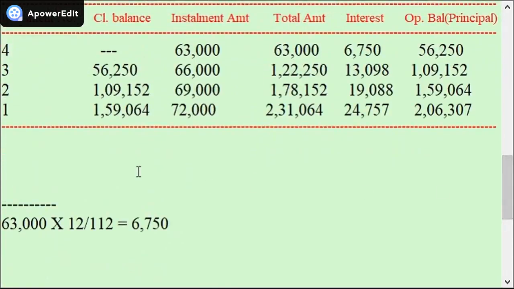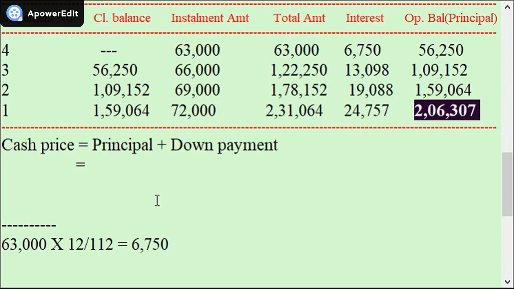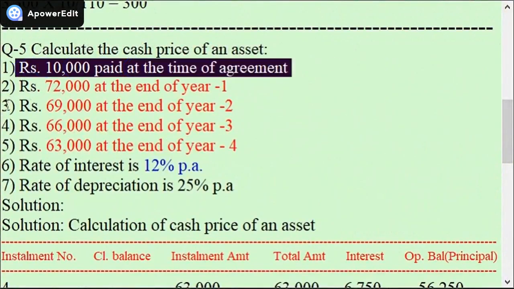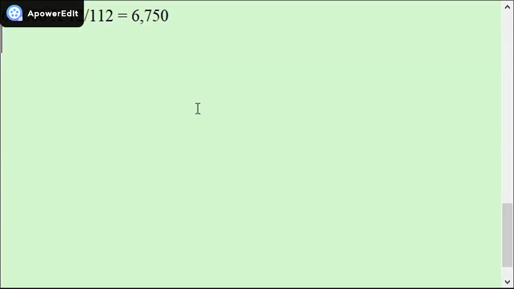Now, cash price is equal to principal plus down payment. So cash price is 2,06,307 plus the down payment of rupees 10,000, which is paid at the time of signing the agreement. This will be rupees 2,16,307. Go to question number 6.